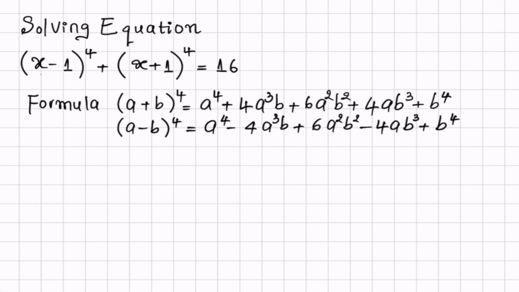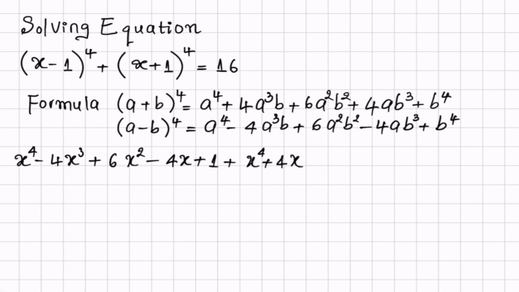So that will be applied with (x - 1)^4, which will be equal to x^4 - 4x^3, and then times 1, so we don't need to multiply with 1. We just got 6x^2 and then - 4x and then + 1^4, but 1 to the power 4 is still equal to 1, and then plus (x + 1)^4, which is x^4 + 4x^3 + 6x^2 + 4x + 1, equal to 16.